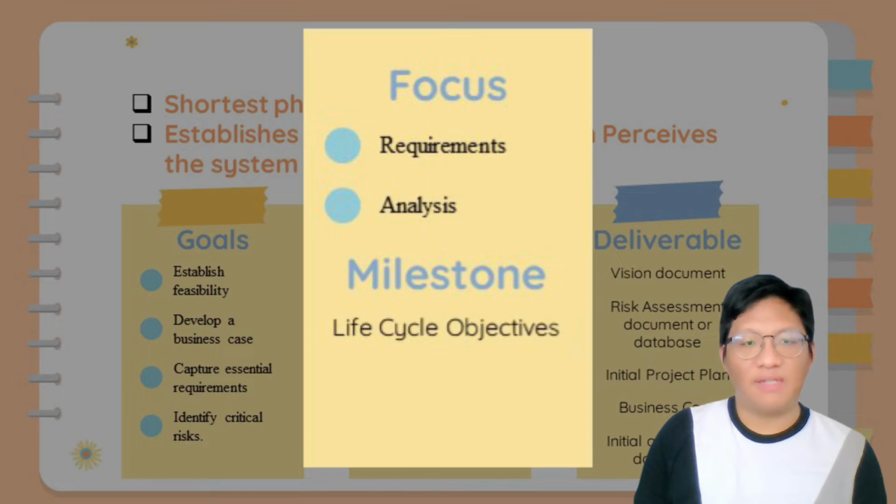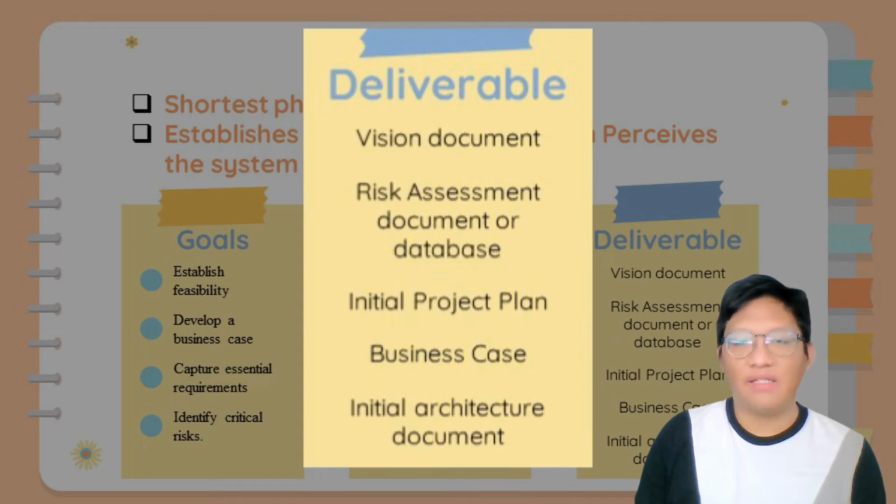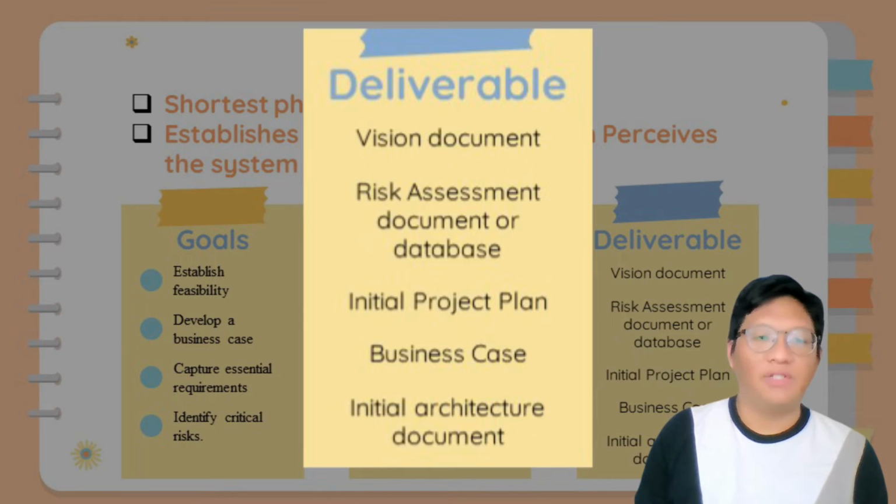The milestone for inception phase is the life cycle objective, and the deliverables for this phase are a vision document that states the project objectives, features, and constraints, a risk assessment document or database, an initial project plan, a business case, and lastly, an initial architecture document. According to Alo and Newsdat, the project manager and the system architects are the main workers in this phase.